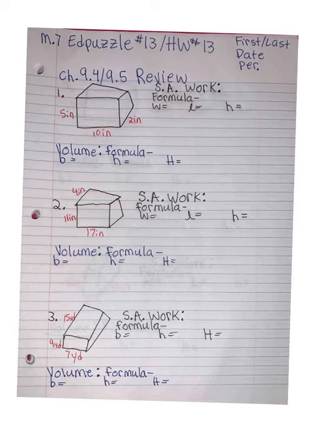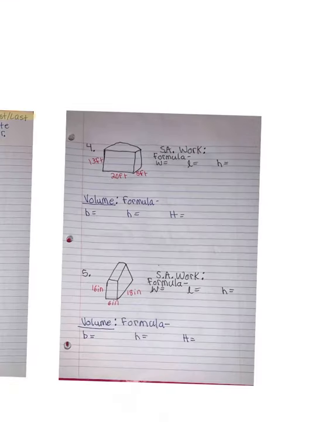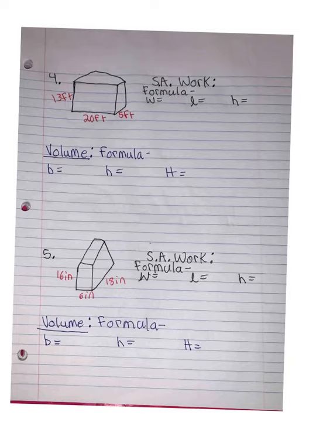This is Edpuzzle number 13, so make sure you have a piece of paper out. You're going to be writing down the examples as we go along. Make sure you put your first and last name. We're going to go over these 3 examples, and we're also going to go over these 2 examples. So make sure you copy down all 5 examples throughout the video. So this is what your paper should look like when you turn it in for homework on Friday.